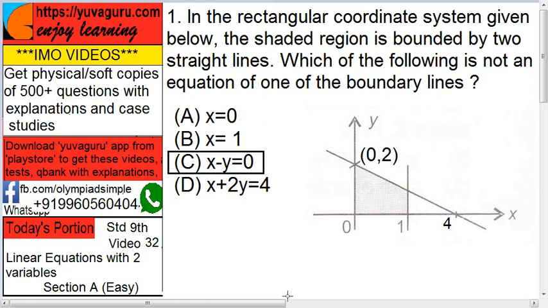Before going to the next one, always remember this x plus 2y equals to 4. How to plot this line? Put y equals to 0, then you get x equals to 4. Draw one point over here. Put x equals to 0, you get 2y equals to 4, so y equals to 2. This cuts the y-axis at this point. Just join these two points and you get this line.